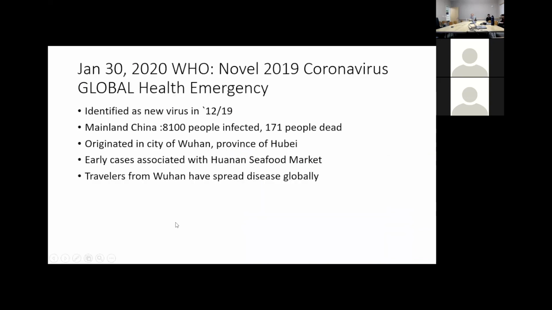Okay, so in January 2020, WHO declared the novel 2019 coronavirus a global health emergency. And it was identified as a new virus the month before. By that time, 8,000 people in mainland China were infected, and 171 people were dead. It clearly originated in the city of Wuhan in the province of Hubei, and the early cases were associated with the Hunan seafood market. And travelers who departed Wuhan resulted in global spread.